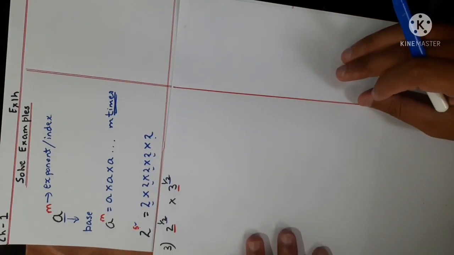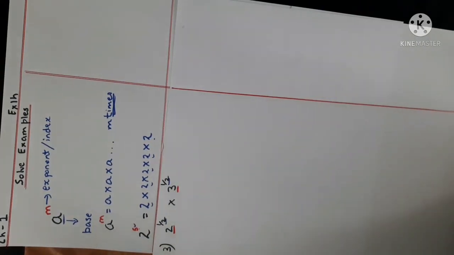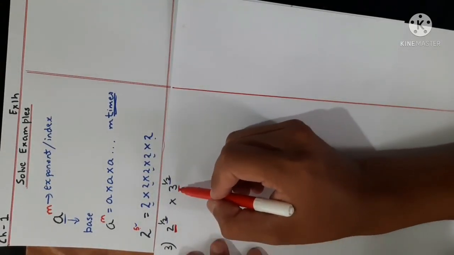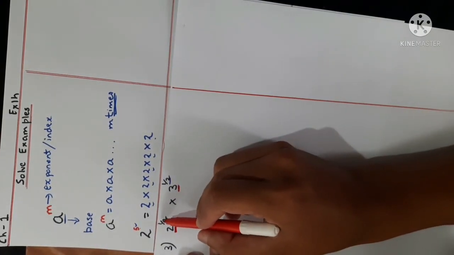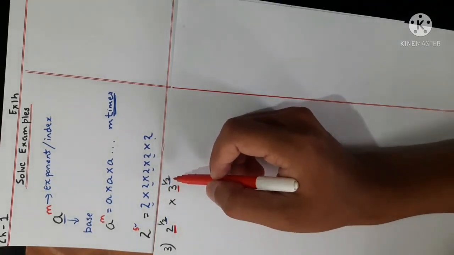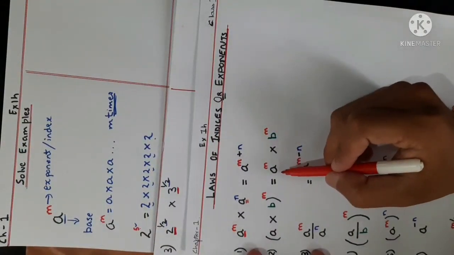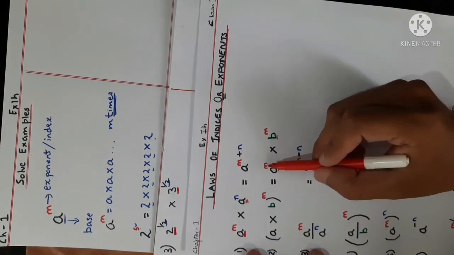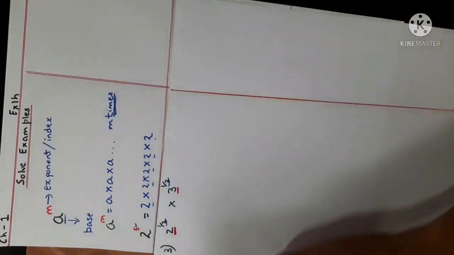Next question, question number 3. Here we have 2 raised to the power half and 3 raised to the power half. So the base is 2 and here the base is 3. So the bases are different. But look at the exponent. This is exponent 1 by 2 and this is also exponent 1 by 2. So the exponent is the same. So this is the case of law number 2. Here the bases are different but the exponents are the same. So what do we do? We group the bases together and we raise them to the power.